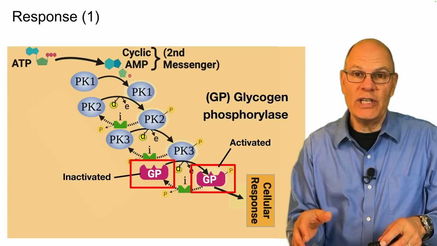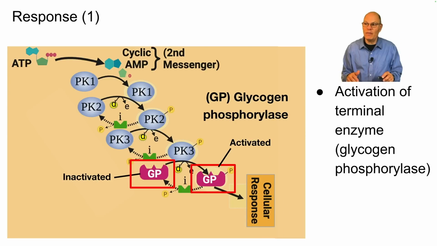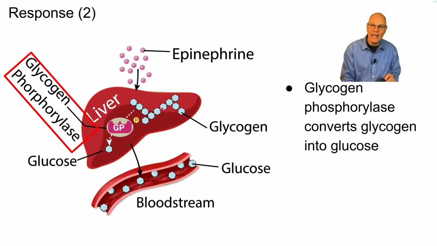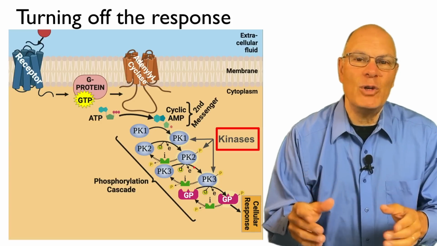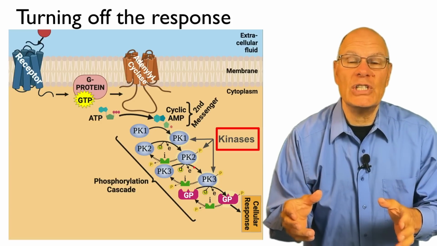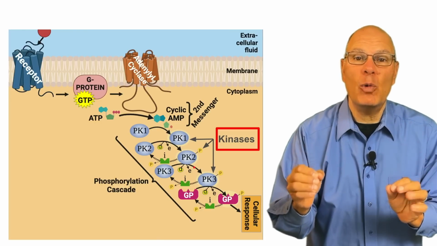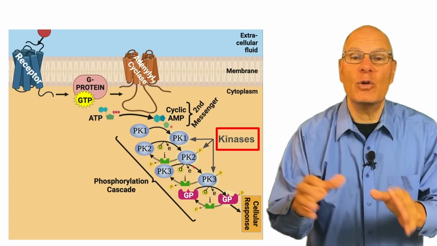In the case of liver cells and the way that they're acted upon by epinephrine, the response is activation of the terminal enzyme, which is glycogen phosphorylase. And what glycogen phosphorylase does is it converts glycogen, again a polysaccharide, into glucose, a monosaccharide. That glucose diffuses into the blood, giving you energy for the fight or flight response. We've seen how epinephrine, working through this G protein coupled receptor system, can mobilize this massive cellular response. This is incredibly quick, and it has to be because it's part of the fight or flight response.